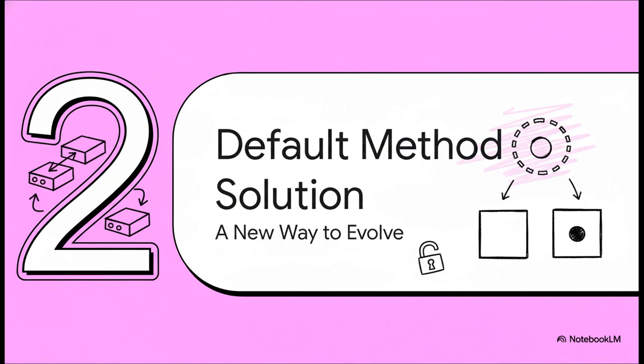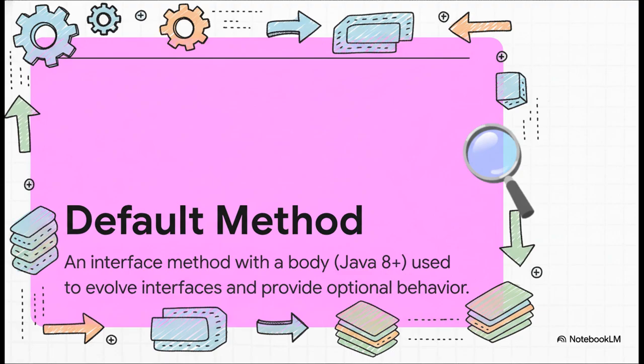So how did Java solve this massive problem? Well, they introduced a new hero to the story, the default method. Let's break down what makes it so special. The idea is actually beautifully simple. A default method is just a method that lives inside an interface, but, and this is the crucial part, it already has a body. It comes with a default implementation built right in.